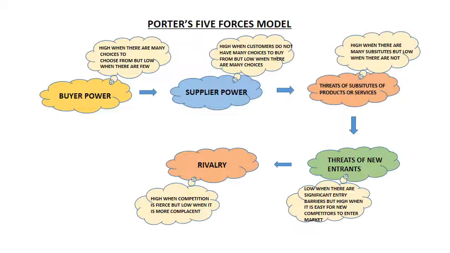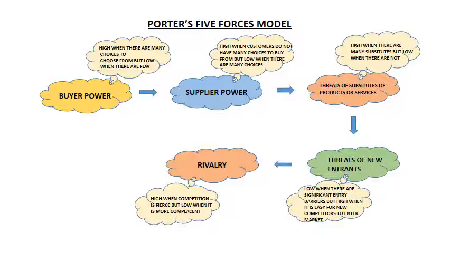The following are the tools used to analyze and develop competitive advantage. The first tool is Porter's 5 forces model. The first force in the model is buyer power. Buyer power will be high when there are many choices to choose from, but low when there are few. Second is supplier power. Supplier power is high when customers do not have many choices to buy from, but low when there are many choices.